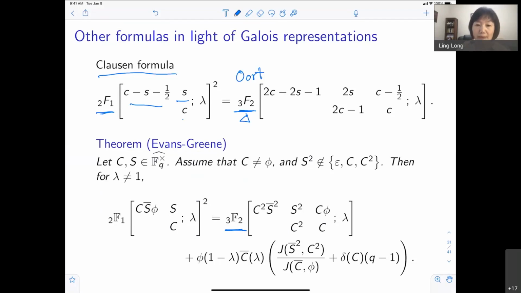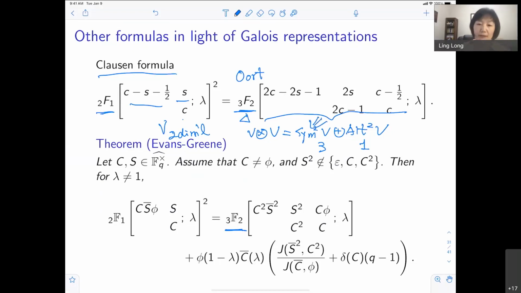And what's in the background is, if you look at the Riemann scheme, it tells you that you start from a local solution space that is 2-dimensional. So you have V, which is 2-dimensional. And if you do V tensor V, it's 4-dimensional. So it decomposes into the symmetric square and the alternating square, which are 3- and 1-dimensional. It tells you that this function basically lies in the symmetric square of the solution space on the left-hand side.